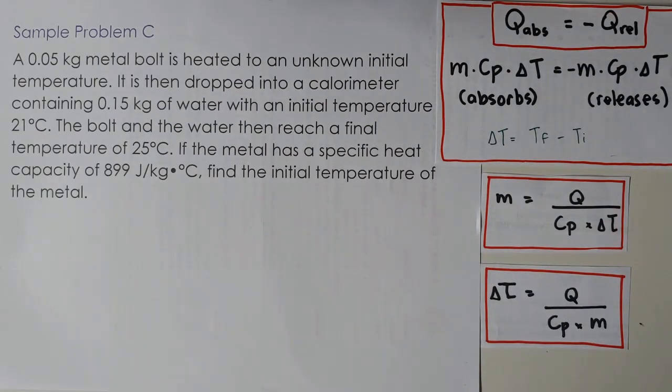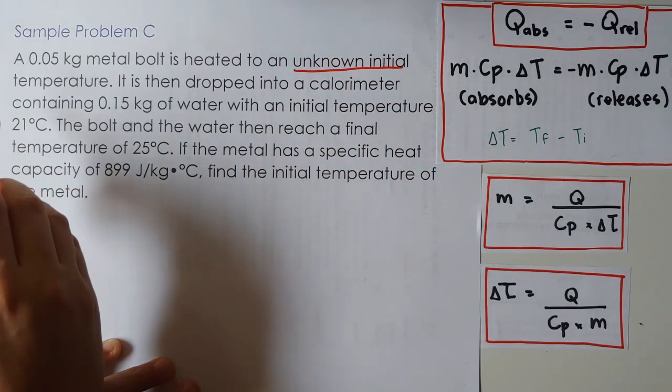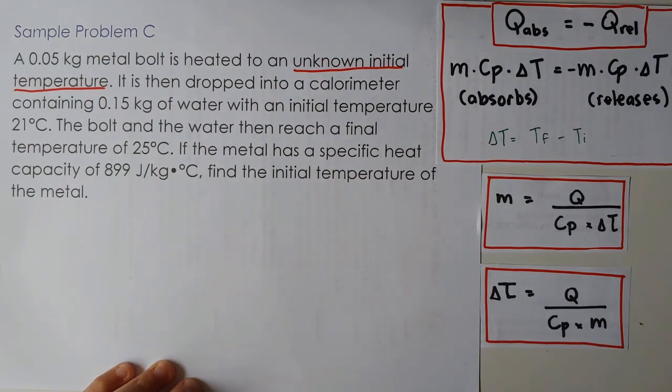Okay, we have another sample problem here. It's a little bit more complex. It says a 0.05 kilogram metal bolt is heated to an unknown initial temperature. So basically here they are telling me that the initial temperature of the metal bolt is unknown. Then it is dropped into a calorimeter containing water, specifically 0.15 kilogram, with an initial temperature of 21 degrees Celsius. The bolt and the water then reach a final temperature of 25 degrees Celsius.